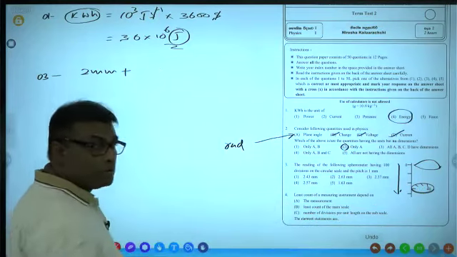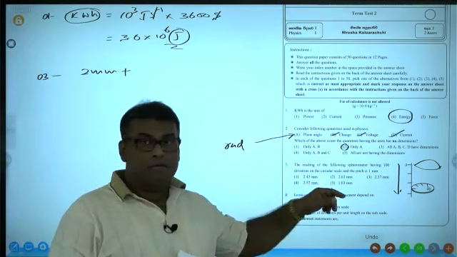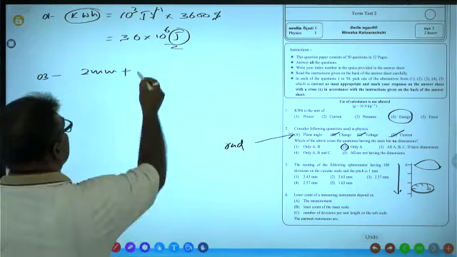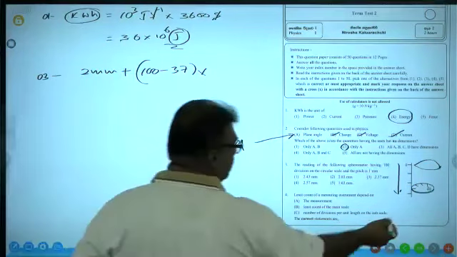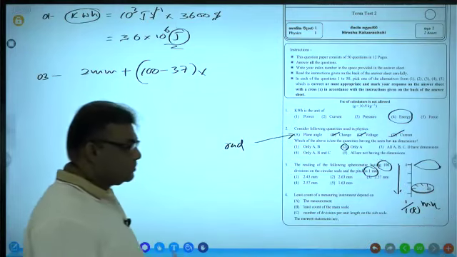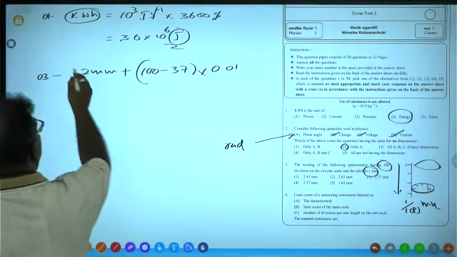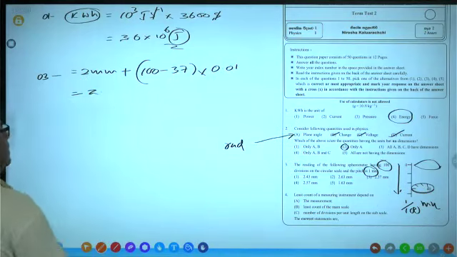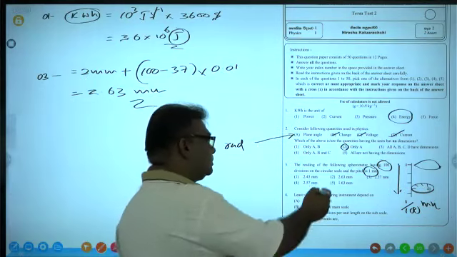But today it is going down, so we use the reverse counting number. That means backward counting from 100 divisions. Then it should be 100 minus 37, multiplied by the least count, which is 1 divided by 100 millimeter, that is 0.01 millimeter. So the answer is 2 minus 0.37, which gives 1.63 millimeters. Then the correct answer is the second one.